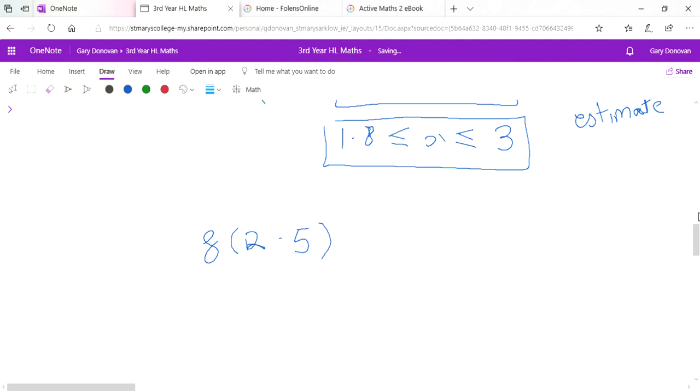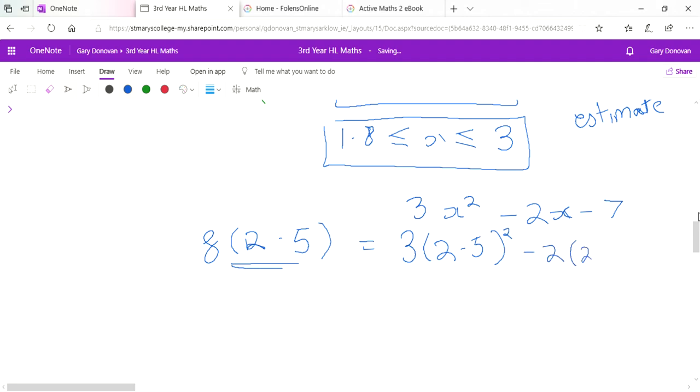So for f of 2.5, if we want to get the actual output accurately, we go to our equation and put in 2.5. Our equation was 3x squared minus 2 times x minus 7. They're saying accurately find what f of 2.5 is. Well, it's going to be 3 times 2.5 squared minus 2 times 2.5 minus 7. And when you put that into your calculator, you should get 6.75. So when your input is 2.5, your output is 6.75.